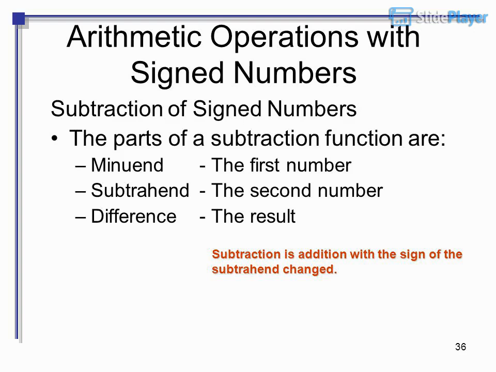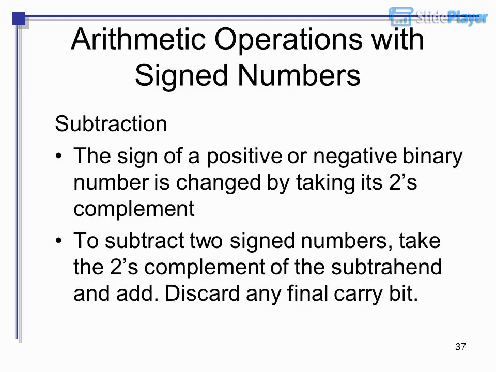Arithmetic operations with signed numbers. Subtraction of signed numbers. The parts of a subtraction function are minuend, the first number; subtrahend, the second number; and difference, the result. Subtraction is addition with the sign of the subtrahend changed. The sign of a positive or negative binary number is changed by taking its 2's complement. To subtract two signed numbers, take the 2's complement of the subtrahend and add. Discard any final carry bit.